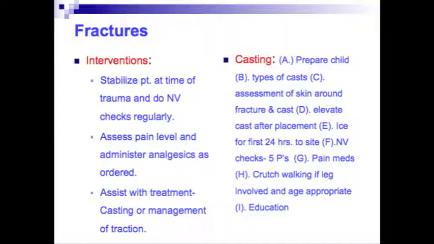Okay, then we want to look at the skin around the fracture and the cast once it's placed on, making sure that there's no neuro compromise. We're going to elevate the extremity after it's cast to try to reduce the amount of edema. We tell the parents to put ice on the site for the first 24 hours, so they can put it up on a pillow and then put an ice pack on top of the cast itself.